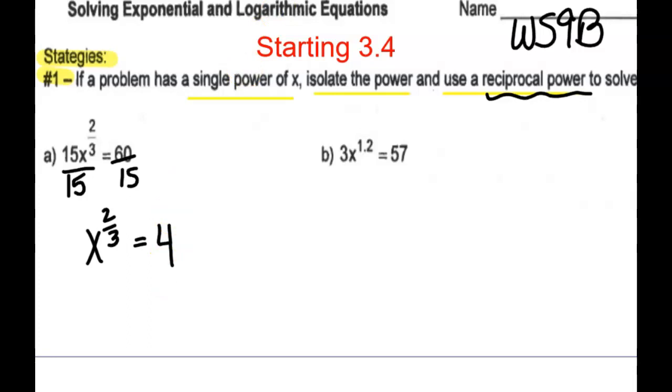Now, before we do this reciprocal power thing, can you remind me what an x to the 2/3 actually means? It's a cubed root of an x squared, or you can cube root and then square, okay? So we could undo this in 2 steps, but we can also undo it. One more review here. What would this mean?